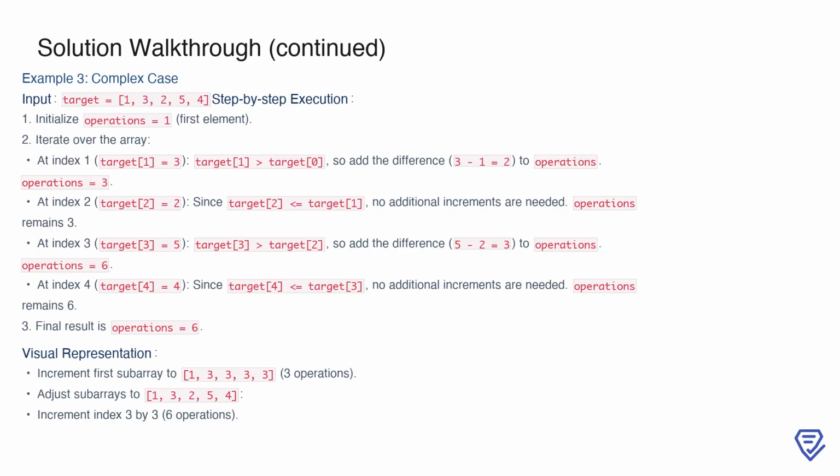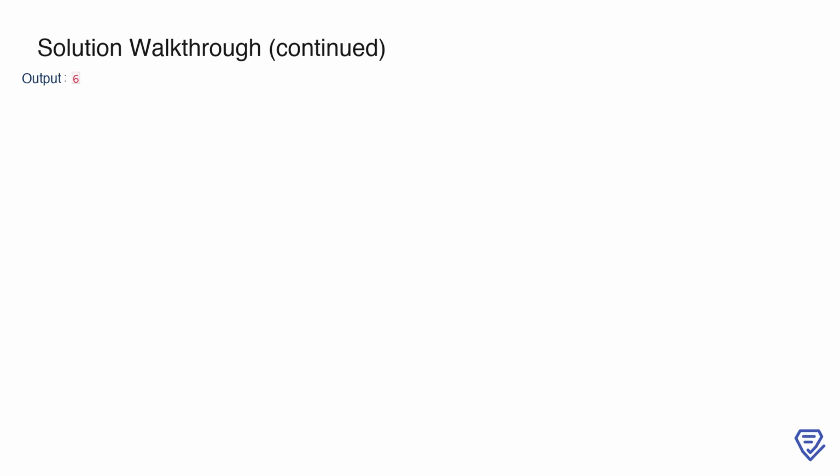Then, at index 3, the value 5 is greater than the previous value 2. The difference, 5 minus 2, equals 3, which is added to the operations, bringing the total to 6. Finally, at index 4, the value 4 is less than or equal to the previous value 5, meaning no further increments are needed. The visual representation shows the intermediate steps, first, incrementing the array to 1, 3, 3, 3, 3, using 3 operations, and then adjusting the third index by 3 to achieve the target array's final form. The total operations required are 6. For this example, the final output is 6.